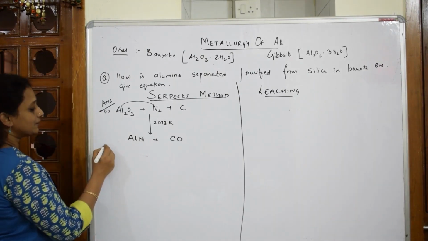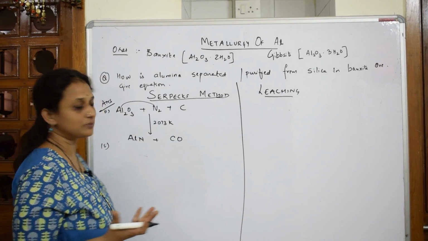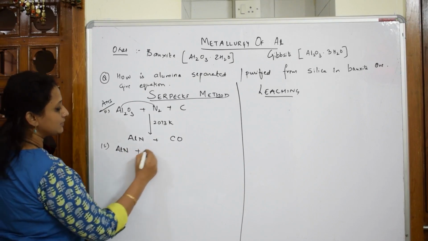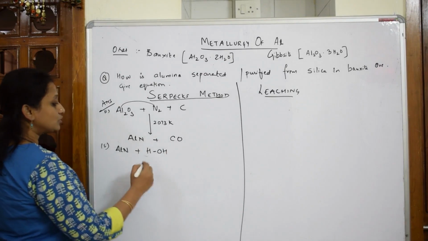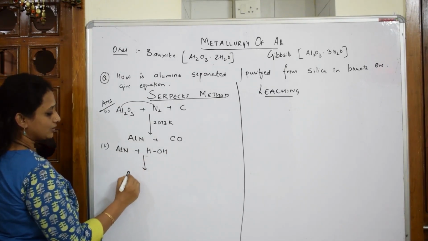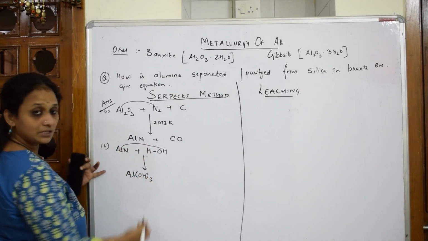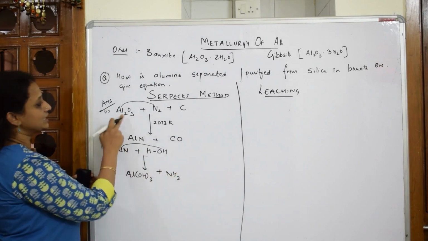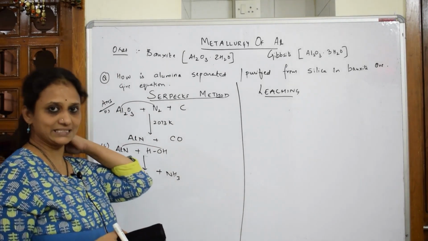In the second step, because I have to convert it into aluminium oxide, the purest form, this aluminium nitride I'm going to allow to undergo hydrolysis. When I allow it to undergo hydrolysis, this forms aluminium hydroxide. I have not yet balanced the reaction. Aluminium hydroxide, and the leftover comes out as ammonia vapor. So this is why we have taken nitrogen here, so that it comes out as a gaseous byproduct, and I can easily remove it.